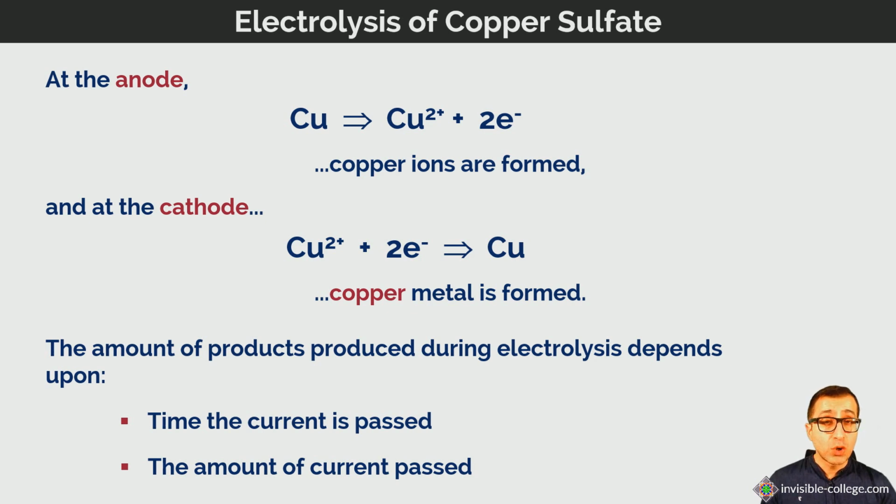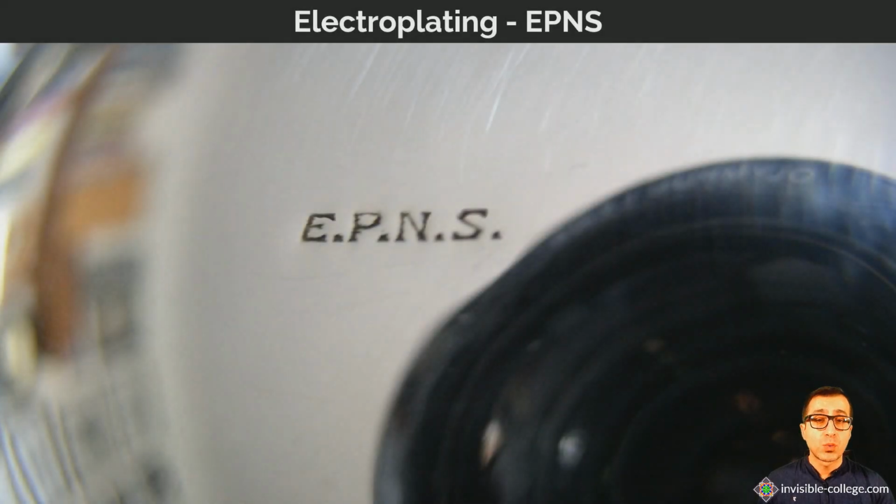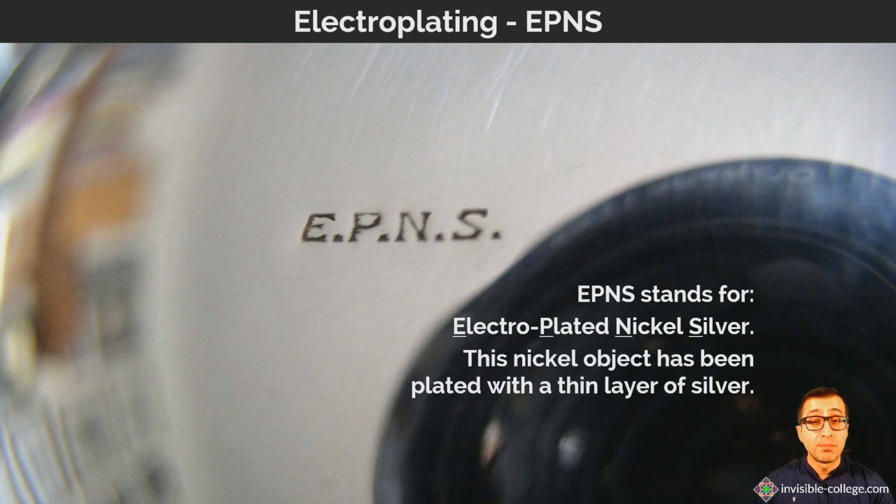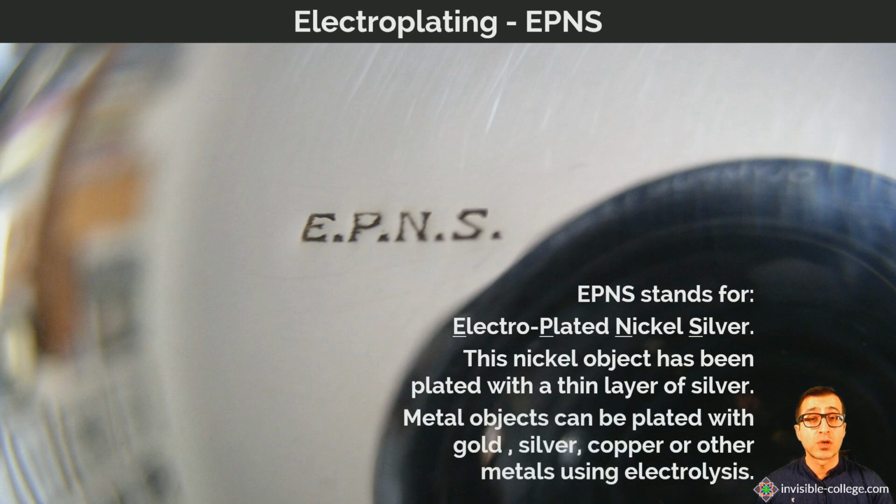Now, electrolysis can not only be used to purify substances and to split compounds into their elements, it can also be used for other applications, and one of those is called electroplating. EPNS stands for electroplated nickel silver. This nickel object has been plated with a thin layer of silver by means of electrolysis. Other metal objects can be plated with other metals such as gold, silver, copper, or other metals, also using electrolysis.